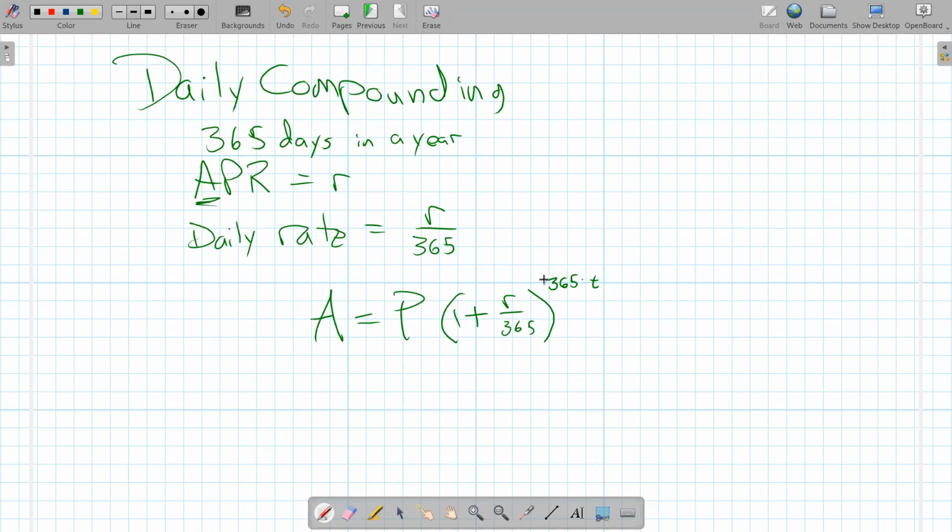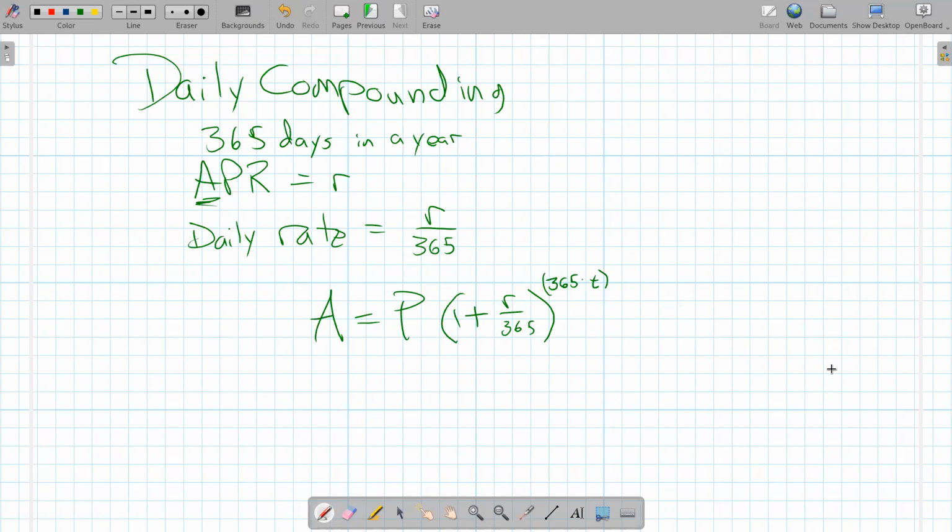Now this is important. The 365 and the t have to be in the power together. Some calculators need parentheses for that, some don't. Depends on your calculator. My Google calculator needs parentheses up there. My Desmos calculator doesn't. My calculator on my iPhone needs the parentheses, right? My Android tablet does not for its calculator. It just kind of depends on the calculator.